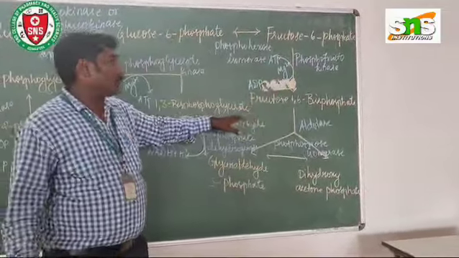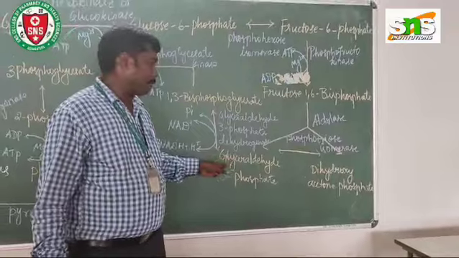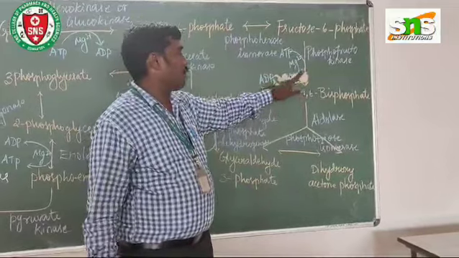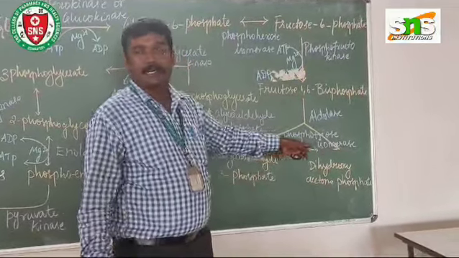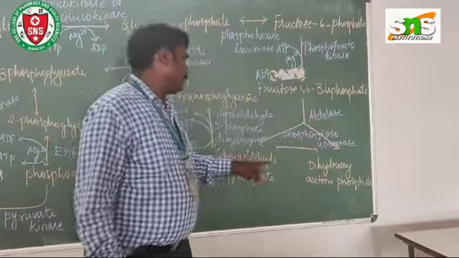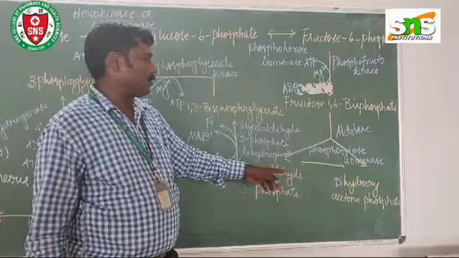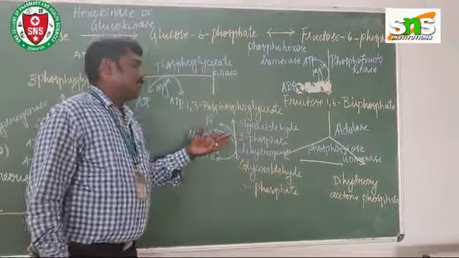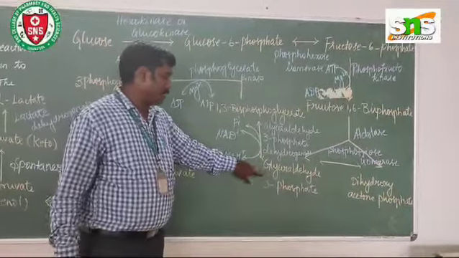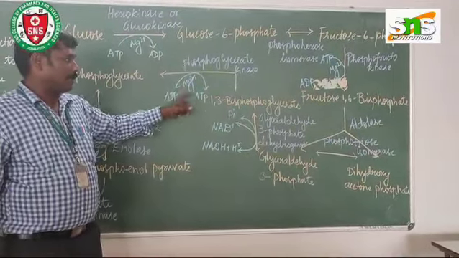The next step is fructose 1,6 diphosphate will be converted into glyceraldehyde 3-phosphate and dihydroxyacetone phosphate. This conversion is catalyzed by the enzyme aldolase. So this is the interconvertible, that is glyceraldehyde 3-phosphate and dihydroxyacetone phosphate, that will be catalyzed by the enzyme phosphotriose isomerase. The next step is conversion of this glyceraldehyde 3-phosphate into 1,3 biphosphoglycerate.